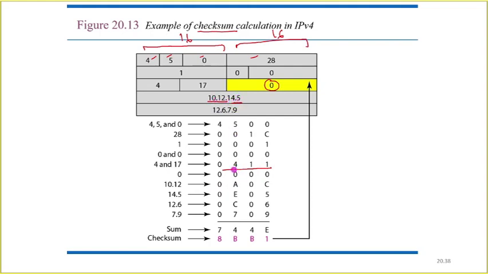All this data will be added to get a sum. Then its complement is taken, and that will be the checksum. This checksum value is stored in the 16-bit checksum field. It is used to identify any error that is present in the header. This is the basic idea of the checksum. We have already seen the checksum in the previous module.